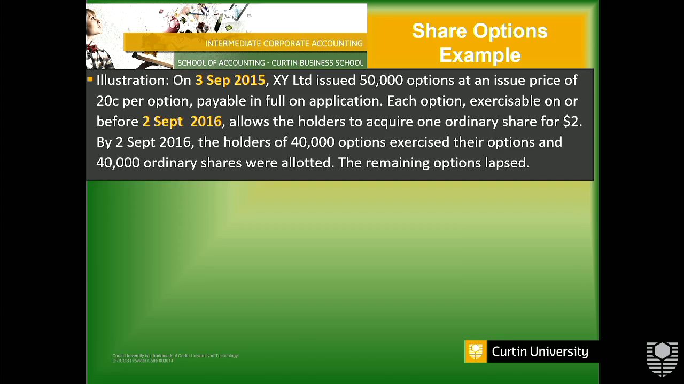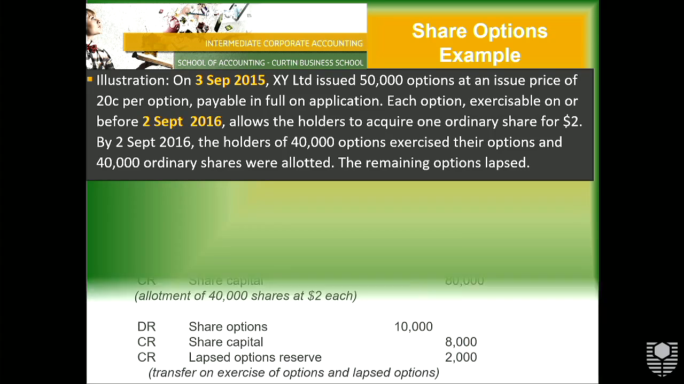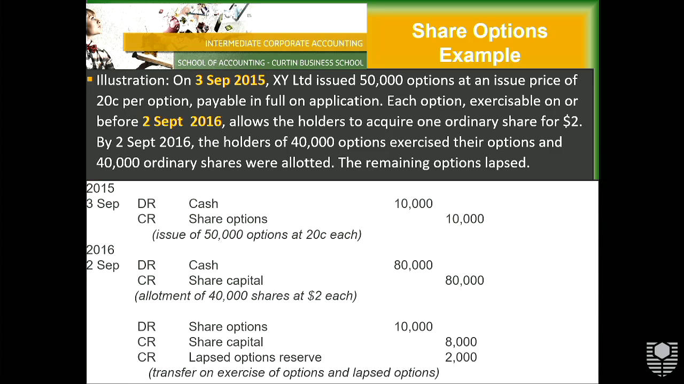All right, so they allowed 50,000, but only 40,000 were taken up. So let's have a look at our debits and credits. The original issue of the 50,000 options at 20 cents gives you $10,000. Bank goes up 10,000, share options goes up 10,000. On the 2nd of September, we've got 40,000 that we've exercised at $2 each. 40,000 times 2, 80,000. Bank goes up, share capital goes up.